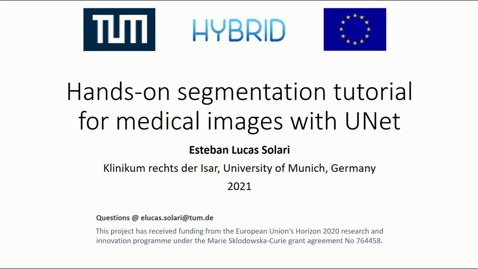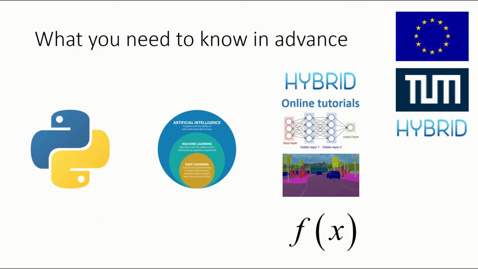This is a basic example, but it's a really powerful one. The UNet is one of the most powerful segmentation deep learning networks that we know. And I will show you how to program it from scratch. But first, we need some introduction.